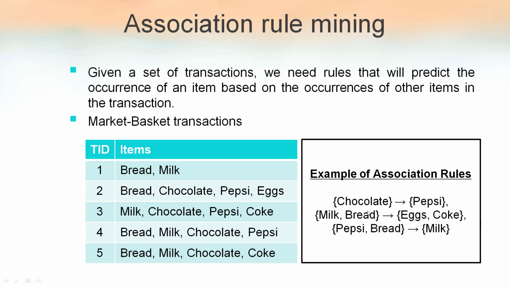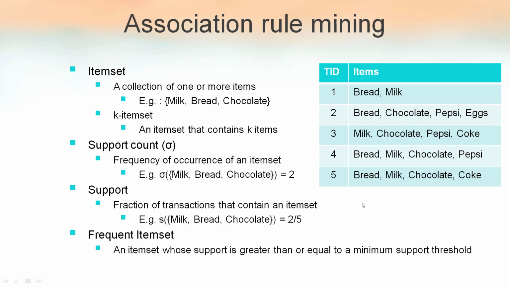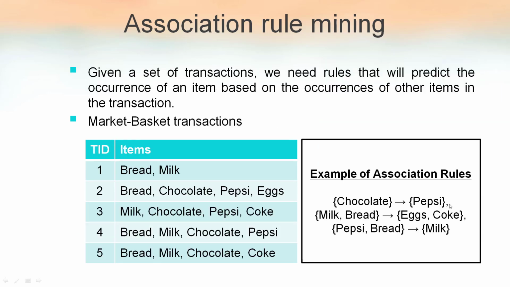These are the association rules. If a person is buying chocolate, that person will buy Pepsi. We need to find the probability of these rules, and we need to find the support and confidence of each rule. If a person is buying milk and bread, that person will buy eggs and Coke. If a person is buying Pepsi and bread, then that person will buy milk. So these three are the rules, and we need to find the probability of these three rules.